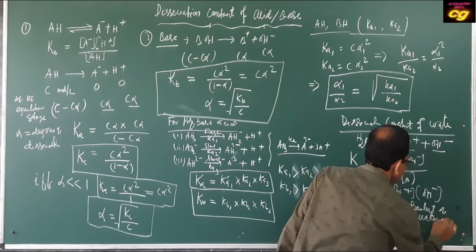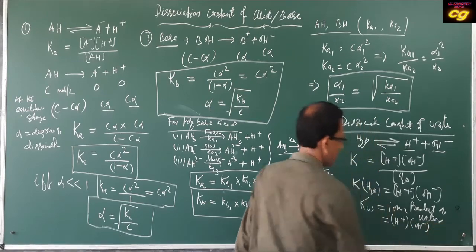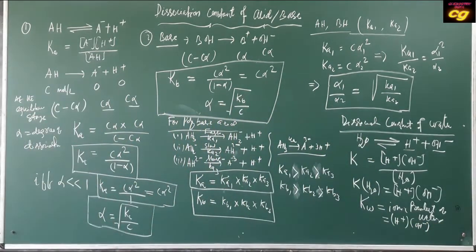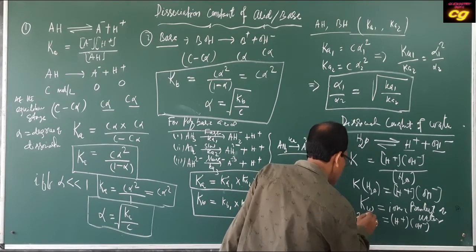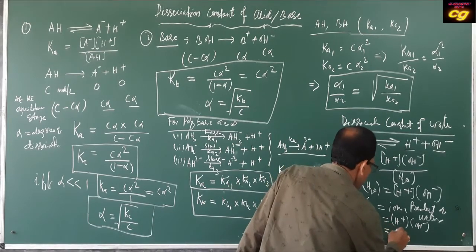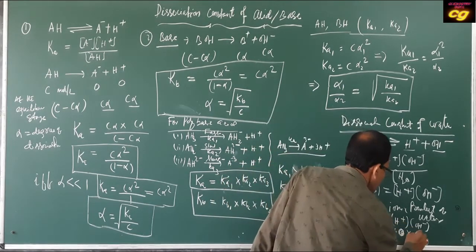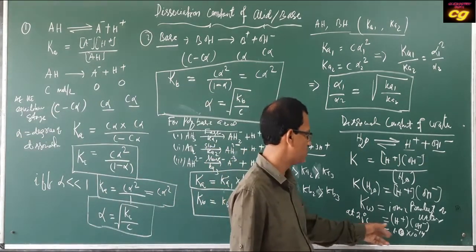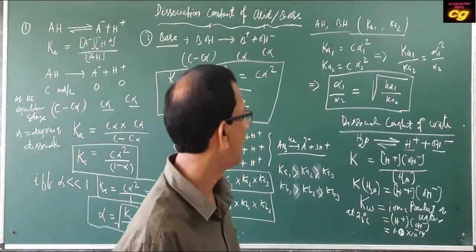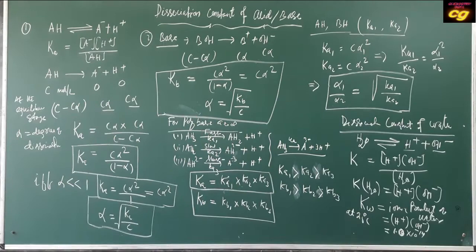Ionic product of water is equal to H plus ion into OH minus ion. And it has been observed that this Kw, H plus into OH minus, at 25 degrees Celsius is equal to 1.0 into 10 to the power minus 14. You have to remember that the ionic product of water at normal temperature, that is 25 degrees Celsius, is 10 to the power minus 14. Okay, then you complete this one, then we will proceed to the next part.